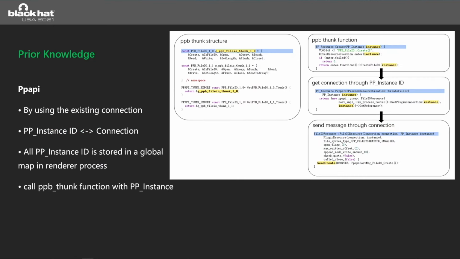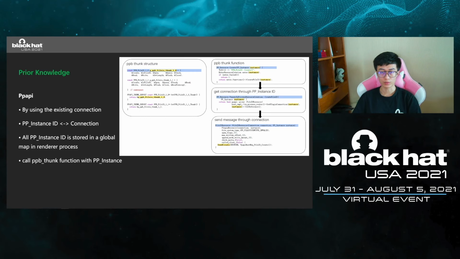And another prior knowledge is about the PPAPI. We need a sender to send the IPC message, but it is very intricate to create and initialize a connection through renderer RCE. Therefore, we leaked a PP instance ID and used the PPP_Sink structure to send the IPC call using the existing connection. The structure of PPP_Sink is shown in the figure. There are global variables in the render process holding the address of the functions. We can specify a connection to send the IPC message by passing in a PP instance ID to these functions.